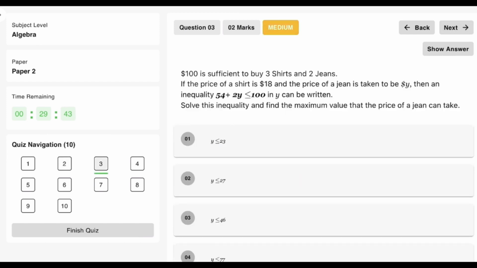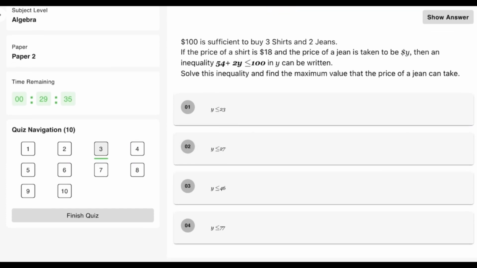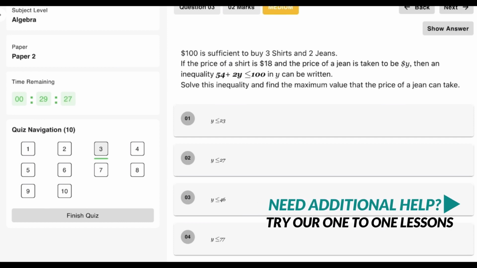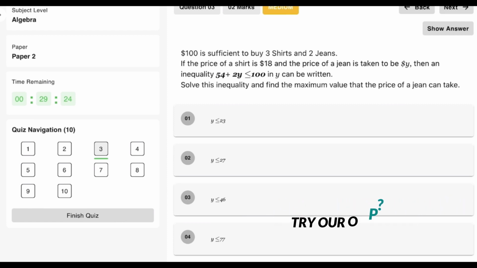And let's try and do this one. $100 is sufficient to buy 3 shirts and 2 jeans. Okay, so let's see. If the price of a shirt is $18 and the price of a jean is taken to be y, then an inequality can be written like this. Okay, so let's understand this. They wanted the price of a jean to be y, right? So that's the first point you have to note here.